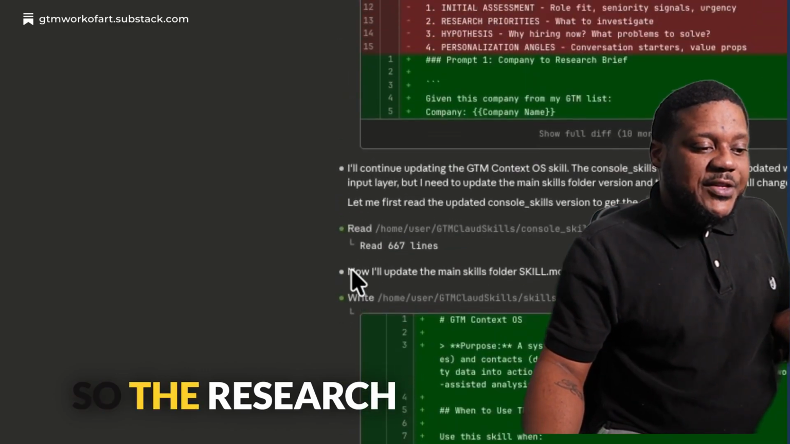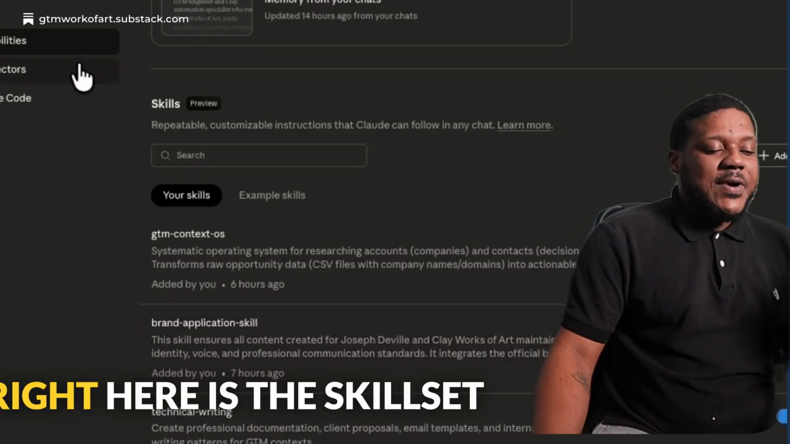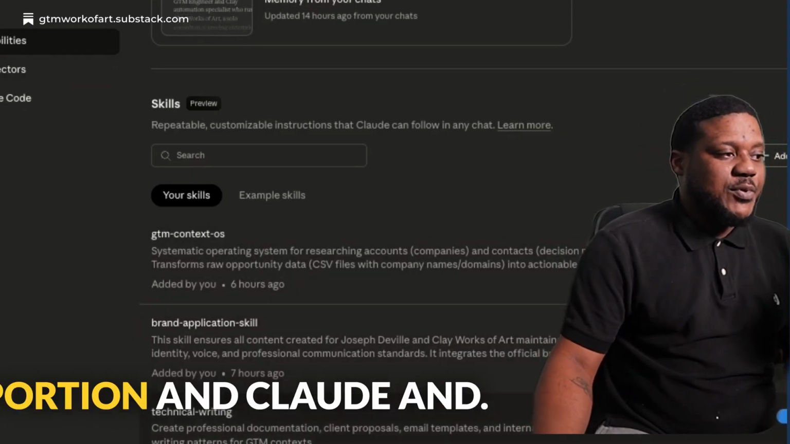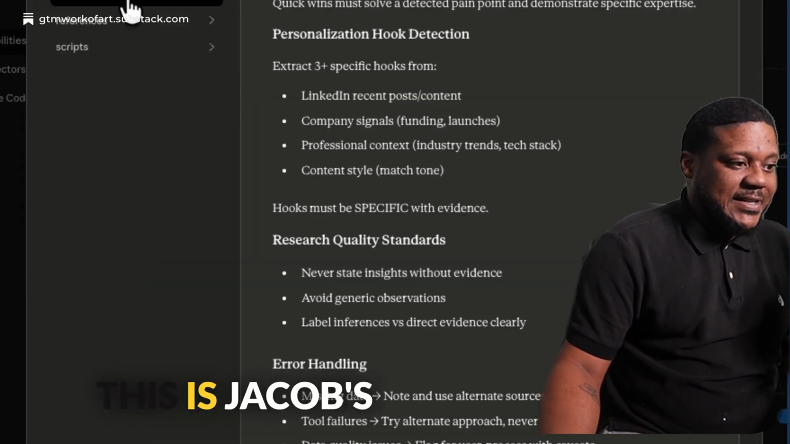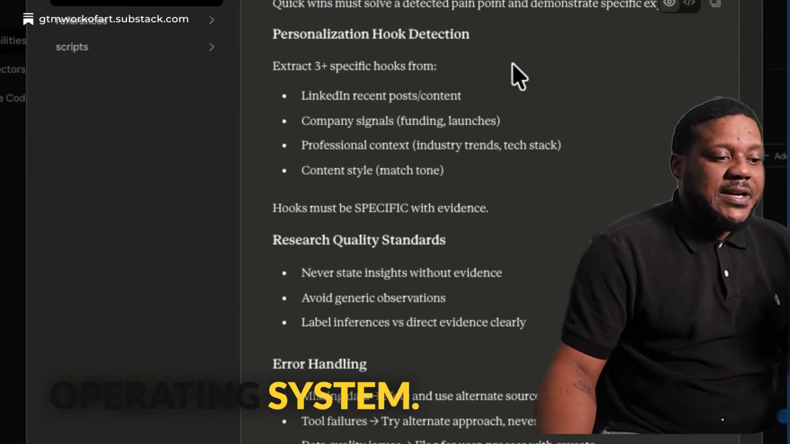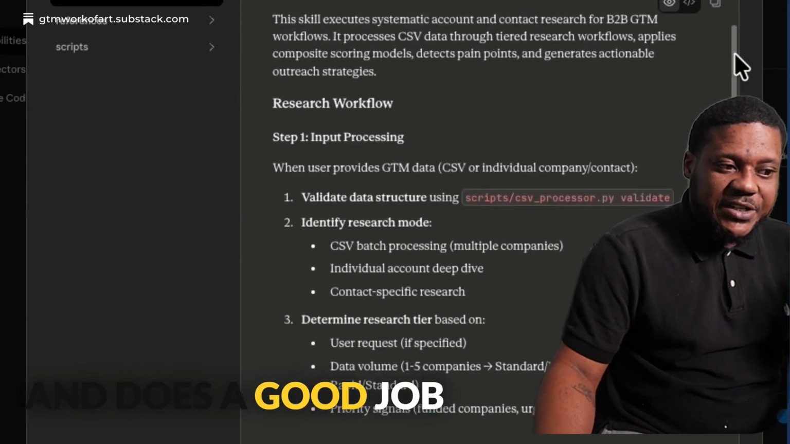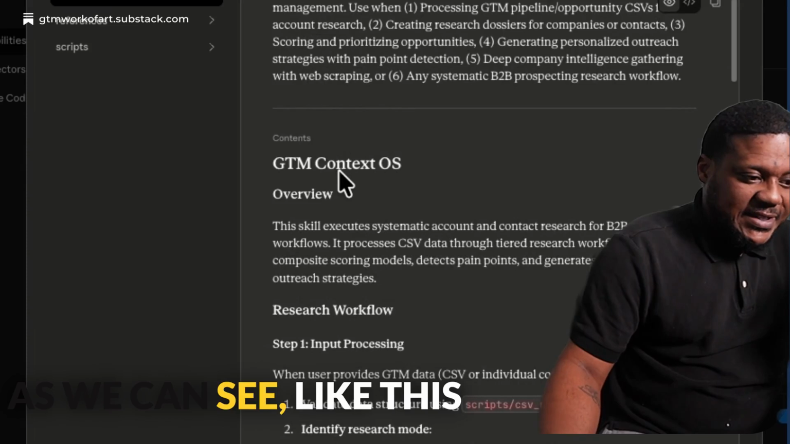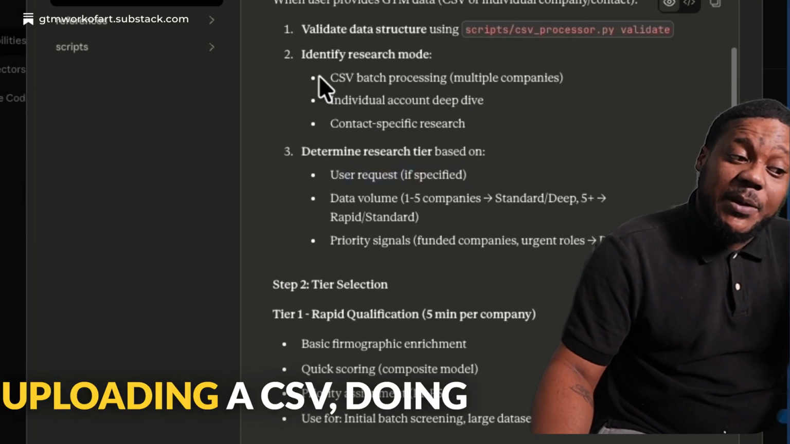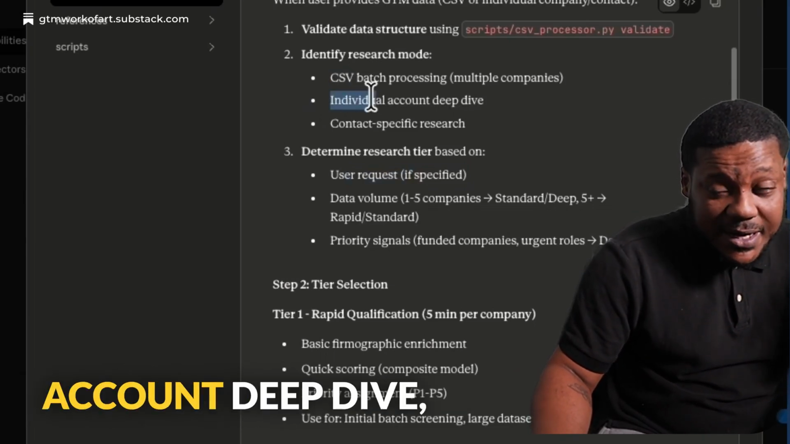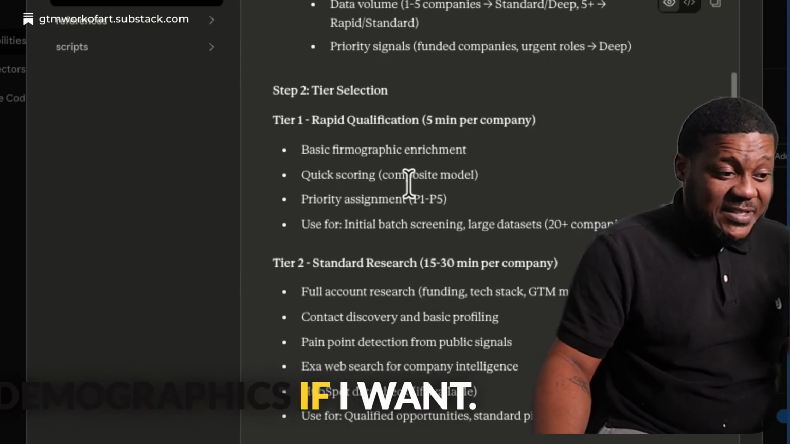So the research capability, okay, here we go. Right here is the skill set portion in Claude. And this is Jacob's operating system. It creates personalization and does a good job of doing research. As we can see, this is a systematic account and contact research. So whether I'm uploading a CSV, doing an individual and account deep dive, or doing context specific research, it'll do the basic firmographics if I want.